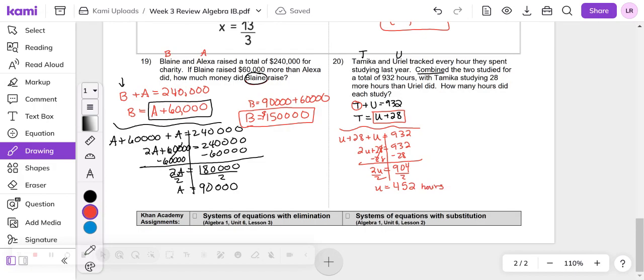Now for Tamika, I'm going to have to plug that back in. I like the bottom equation, so I'm just going to plug in the 452 where this U is. So I get 452 plus 28. And 452 plus 28 is going to be 480 hours.